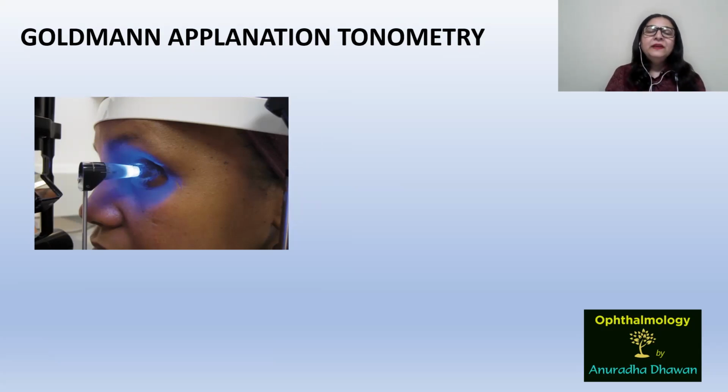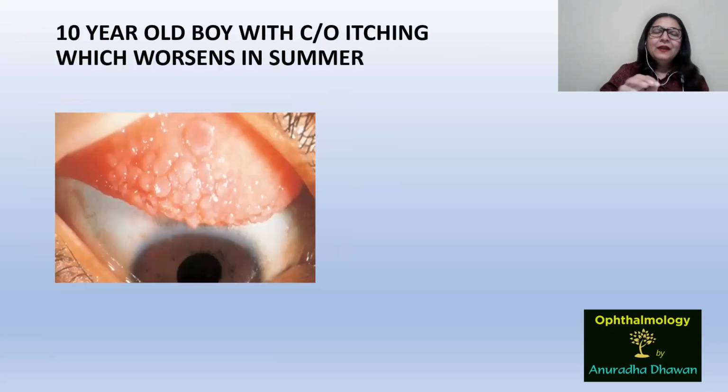Goldmann applanation tonometry, dear friends, is the gold standard method or best method or method of choice for measuring intraocular pressure. Going ahead, now here there is a picture which is being shown to us, and this is an image of a 10-year-old boy complaining of itching which worsens in summer.